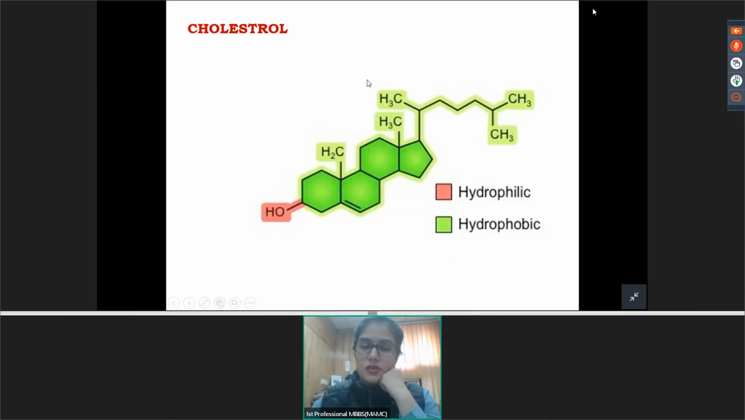This is the structure of a cholesterol molecule. All the things that are shaded in green form the hydrophobic part. And the pink structure and the pink hydroxyl group represents the hydrophilic part. So by showing these structures, I just wanted you all to know that all the membrane lipids are amphipathic and they have a hydrophilic and a hydrophobic region.